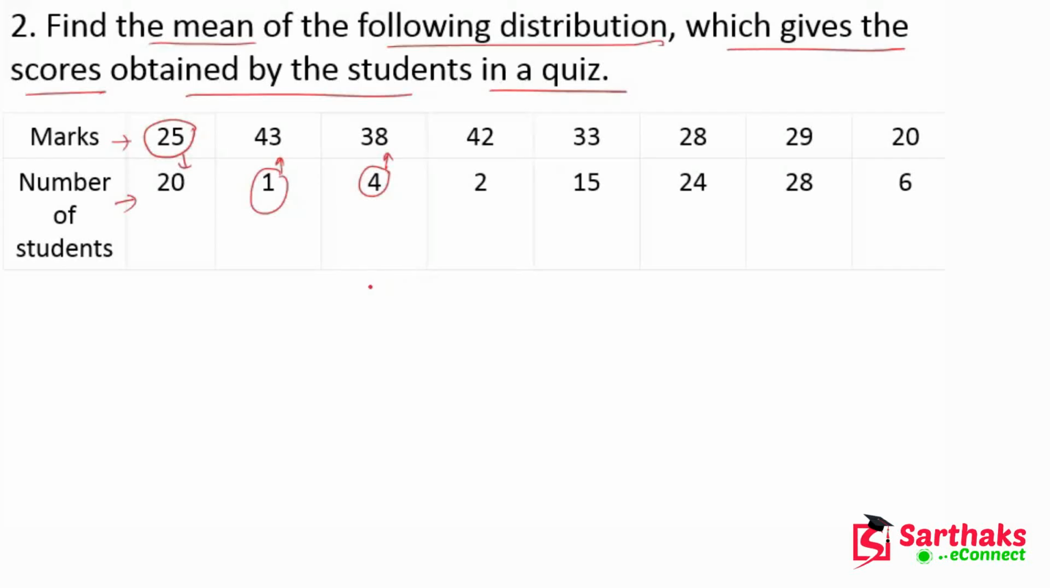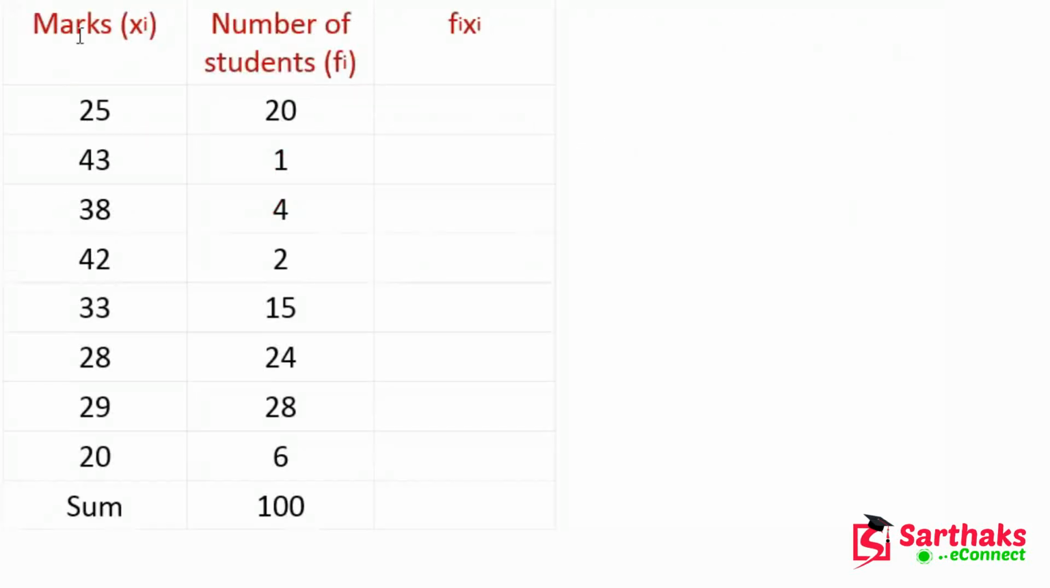Okay, so now first of all we have to create the table to find the sum. Here is marks, which represent xi. Marks are 25, 43, 38, 42, 33, 28, 29 and 20.